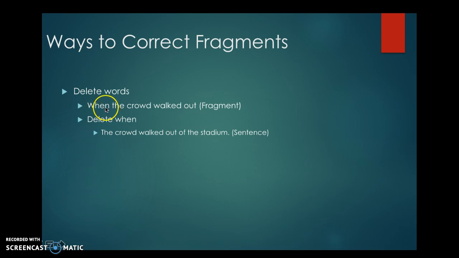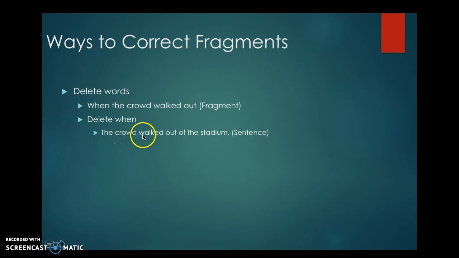So what I can do here to fix this fragment is simply delete the when. So now the sentence says the crowd walked out of the stadium, and that is a sentence. If I add a when, it makes it a fragment. If I take this same sentence, the crowd walked out of the stadium, and I add if, or add because, those are all on my subordinating conjunction list, and as a result, makes this sentence a fragment. So it will take it from being a complete thought into being a fragment.